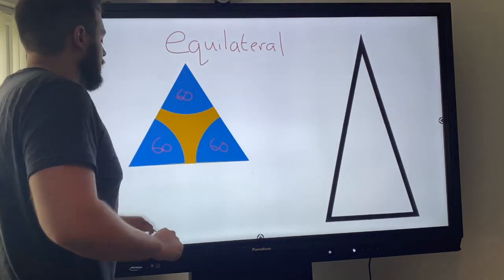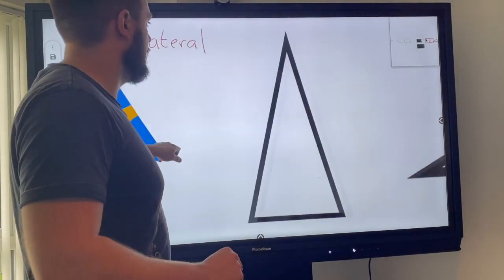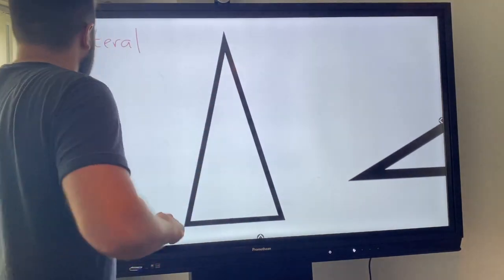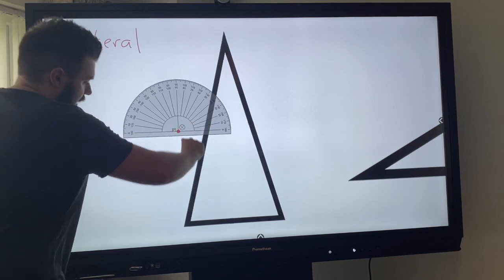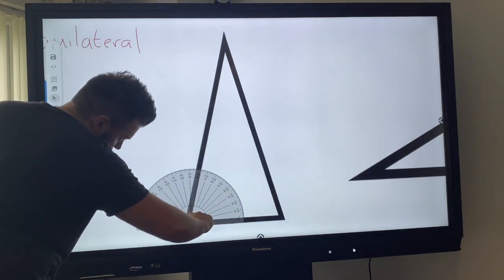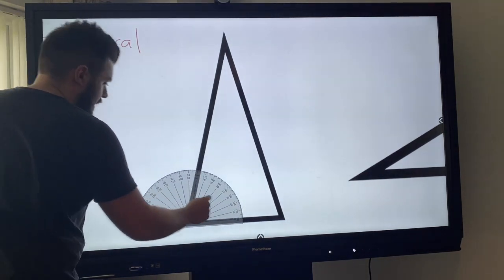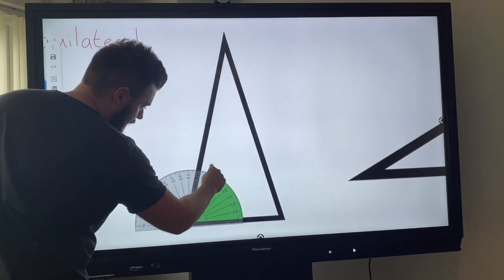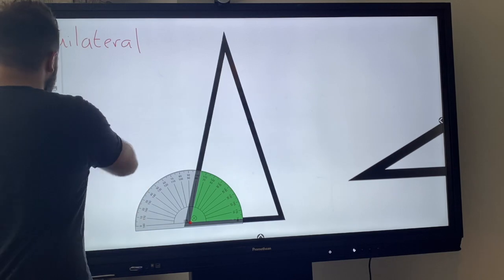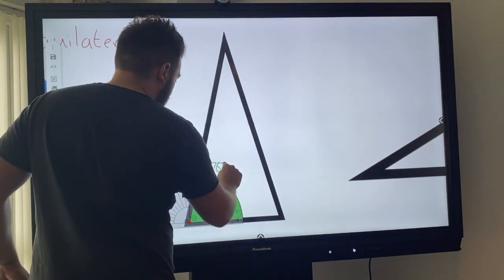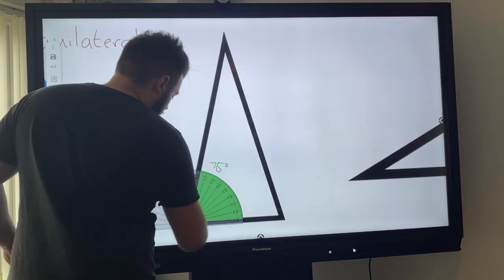Now, we'll go across to this one. There's one over here in the corner as well. Let's measure the angles on this one. So we use a protractor, we're lining up our line with this, and we're going to measure this. This one looks about 75 degrees. Let's put that down just there. And we'll go to the next one.